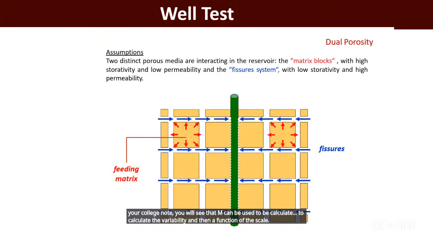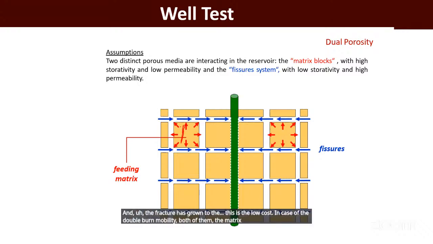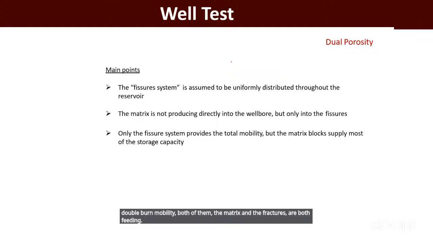In the dual porosity system or the dual permeability system, it's assumed that we have a matrix and then we have a fissure, either vugs or fractures, and the matrix is feeding the fracture, and the fracture is going to the well. This is the lower porosity. In the case of dual permeability, both the matrix and the fractures are feeding into the well.